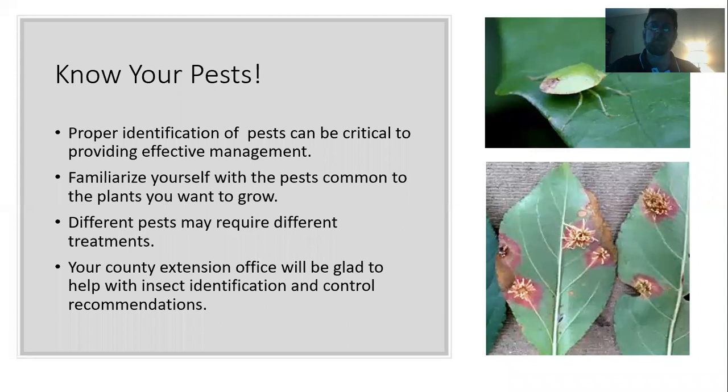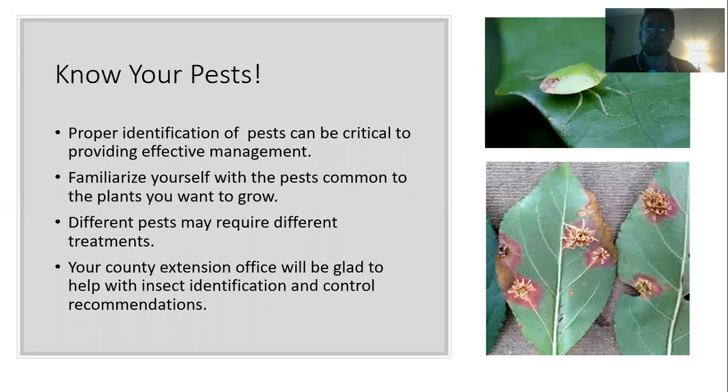Just kind of final notes here. Know your pests. The more we can know specifically what pest we're trying to control, the better job we can do of managing it. So proper identification can be really critical to providing effective management. And the same plants tend to get the same pests on a fairly regular basis. So knowing the pests that are going to be very common for the plants that you're growing definitely prepares you to manage them, because different pests may require different treatments.